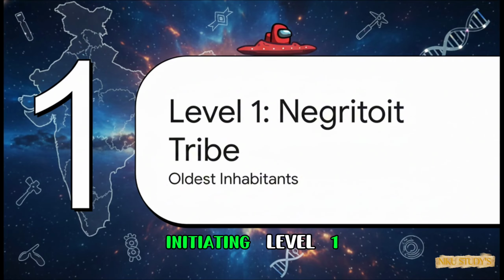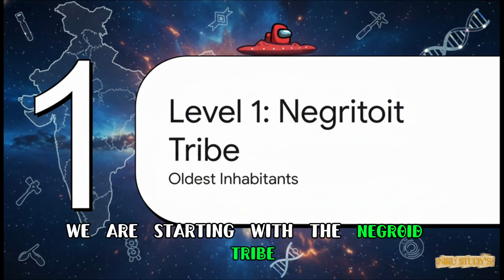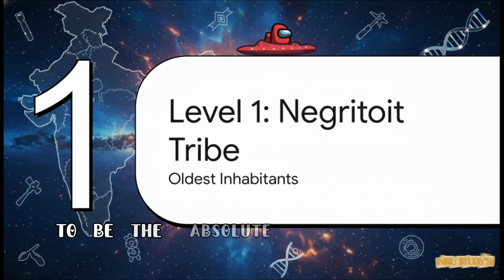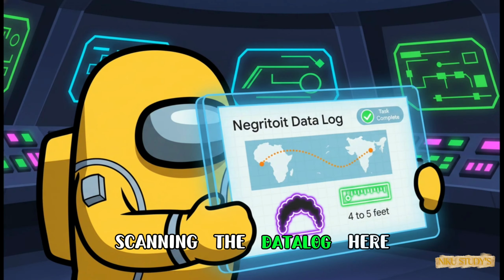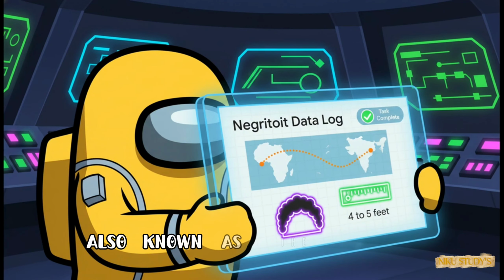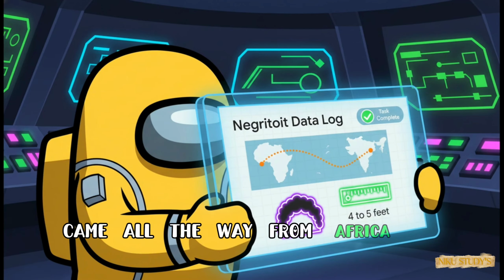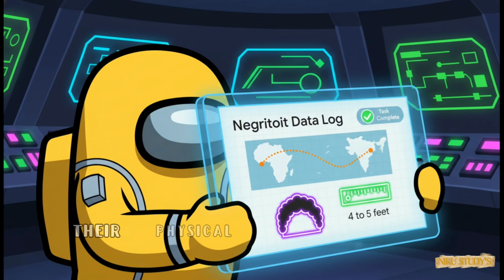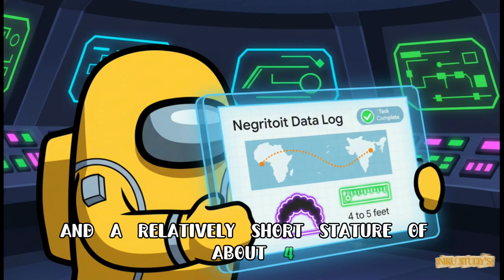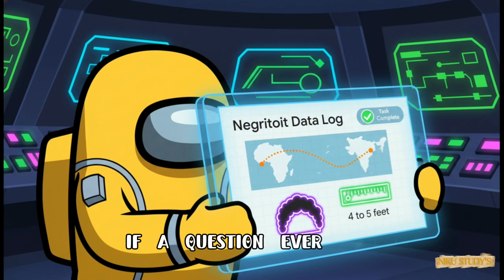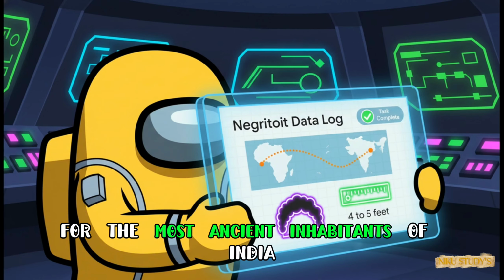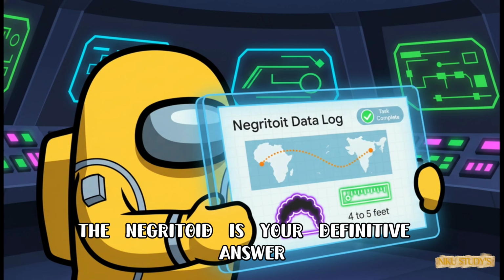Initiating Level 1. We are starting with the Negroito tribe, who are widely considered to be the absolute oldest inhabitants of the land. Scanning the data log here, we see that the Negroitoid, also known as the Habsi people, came all the way from Africa via Baluchistan. Their physical profile shows black skin, curly hair, and a relatively short stature of about 4 to 5 feet. Now make sure you log this exam point. If a question ever asks for the most ancient inhabitants of India, the Negroitoid is your definitive answer.